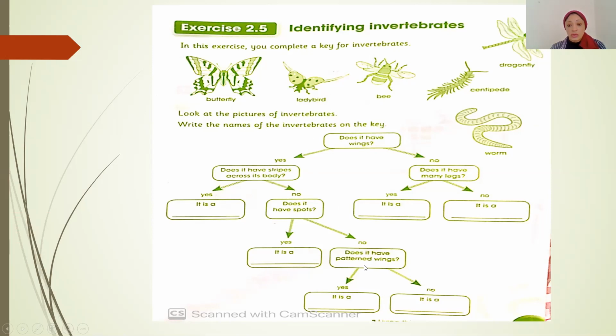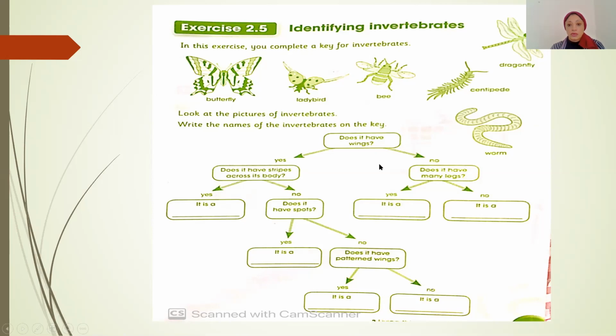If the answer is no, does it have patterned wings? If the answer is yes, it will be the butterfly. If the answer is no, it will be the dragonfly. So patterned wings, butterfly. Without it, dragonfly. Spots, as you see here on the wings, yes, the ladybird. And if there are stripes across the body, the bee.